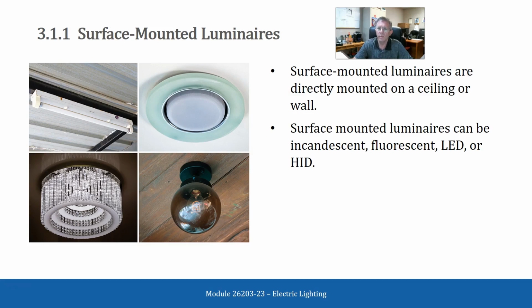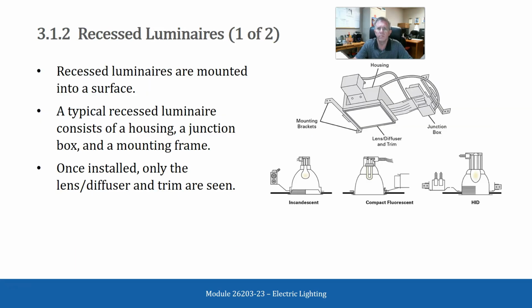Surface-mounted luminaires. Surface-mounted luminaires are directly mounted on a ceiling or a wall. Surface-mounted luminaires can be incandescent, fluorescent, LED, or HID. Recessed luminaires. Recessed luminaires are mounted into a surface. A typical recessed luminaire consists of a housing, a junction box, and a mounting frame. Once installed, only the lens, diffuser, and trim are seen.